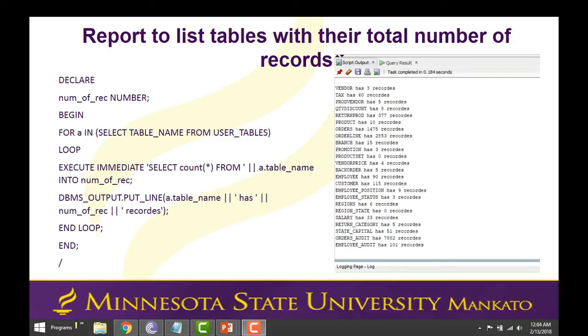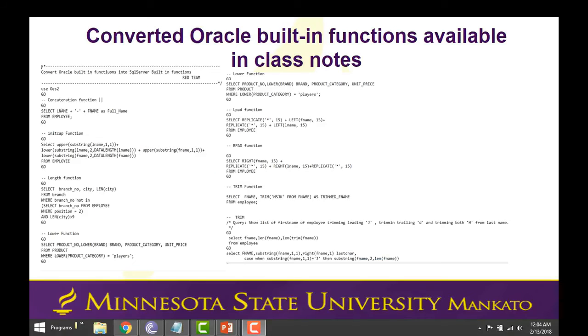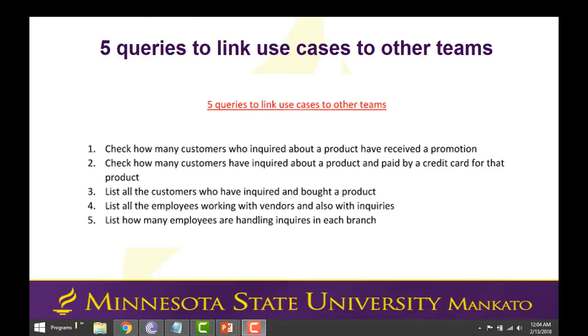So for example, vendor has 3 records, tax has 60, product vendor has 5, quantity discount has 8, return product has 377, and so on and so forth. And here are the converted Oracle built-in functions available in class notes. So you can see the script for the built-in functions here. So here are the use cases.